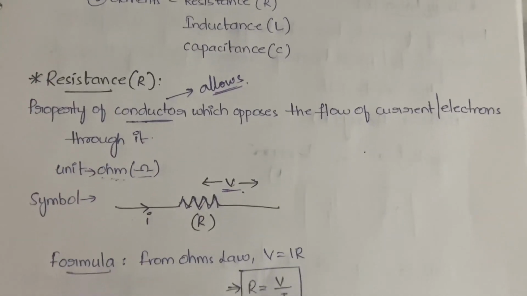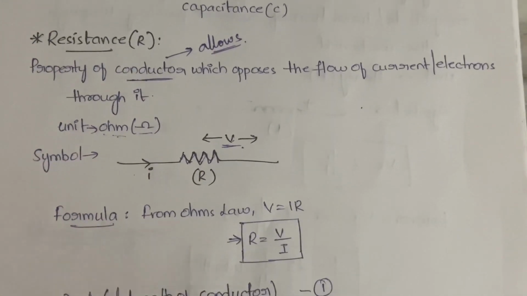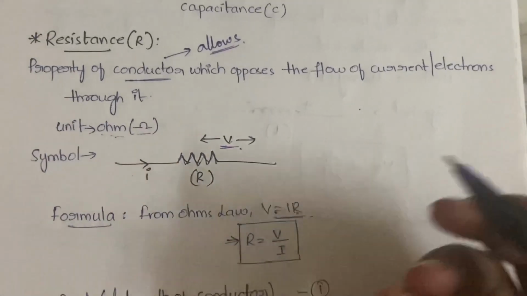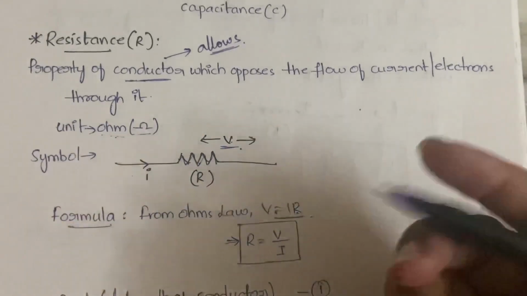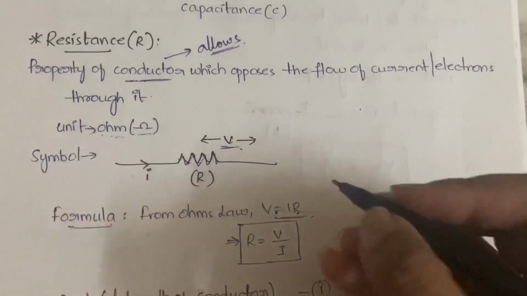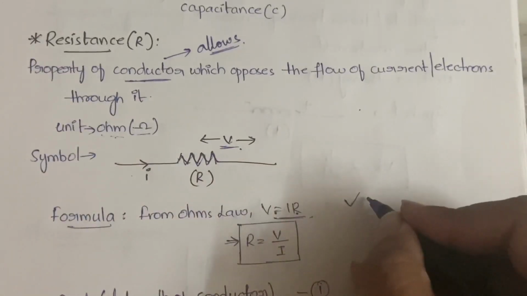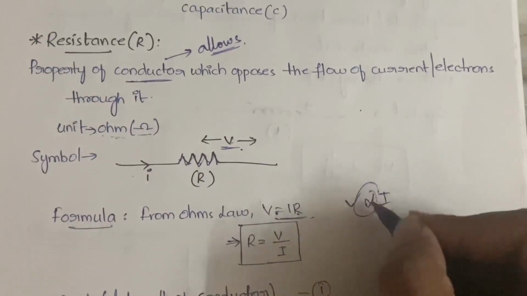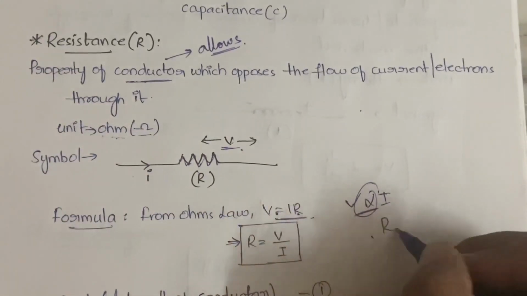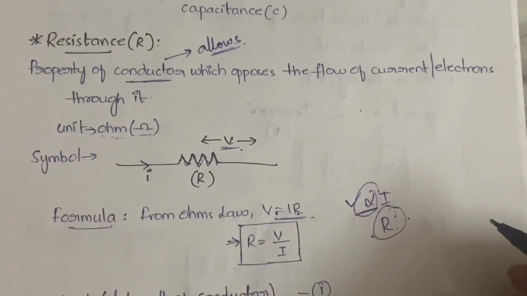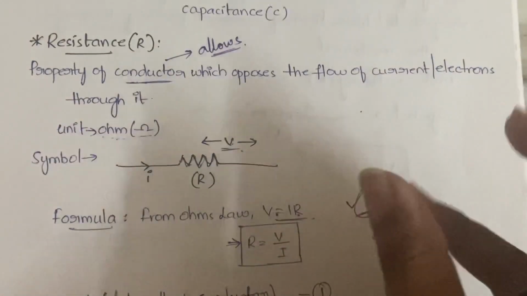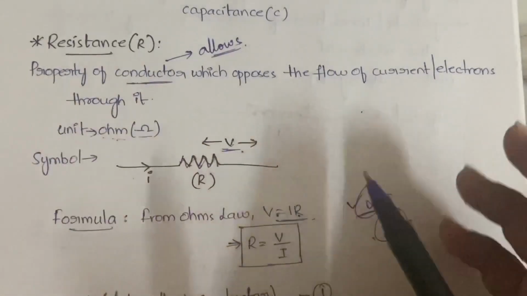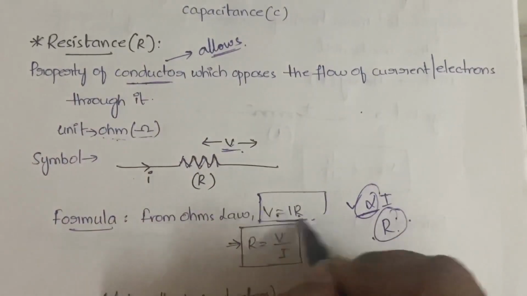Next, what is the formula to calculate the resistance? From Ohm's law, V is equal to IR. So what is Ohm's law? Ohm's law says the potential difference across the conductor is directly proportional to the current flowing through it, and when you remove this proportionality, you get the constant, which is the resistance. About Ohm's law and some example problems, I'll do it separately, but for the time being, just remember Ohm's law is V is equal to IR.